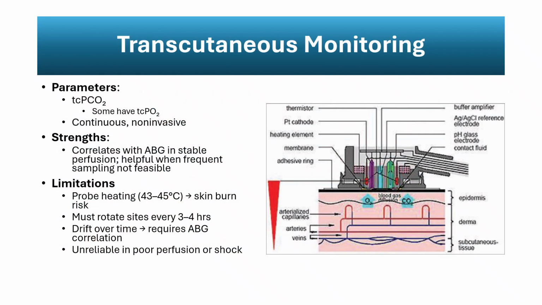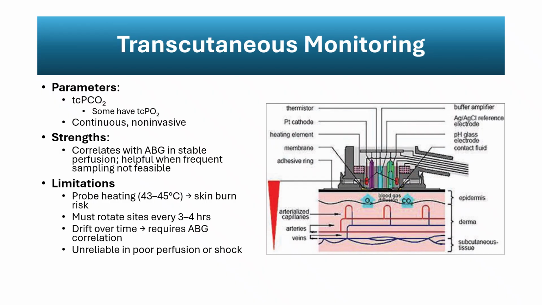Transcutaneous monitoring provides continuous, non-invasive assessment of ventilation and oxygenation by measuring the partial pressures of carbon dioxide, and in some devices, oxygen through heated skin sensors. The heating element increases local capillary blood flow, allowing gases to diffuse through the skin to the electrode for analysis. The primary parameter used is transcutaneous carbon dioxide, which correlates closely with arterial carbon dioxide when perfusion is stable.